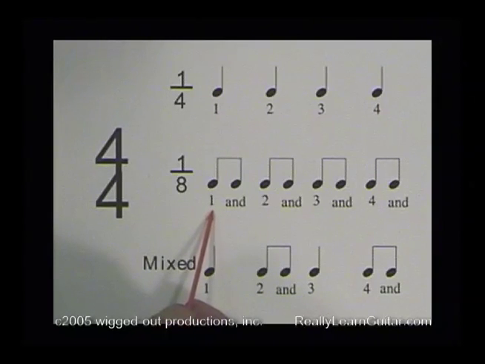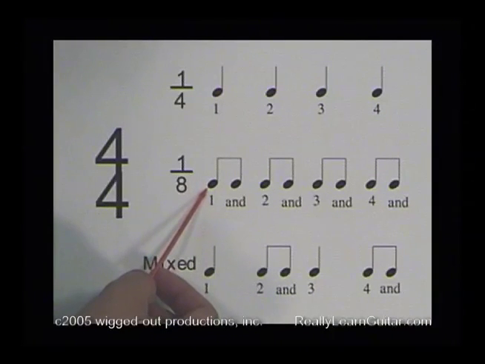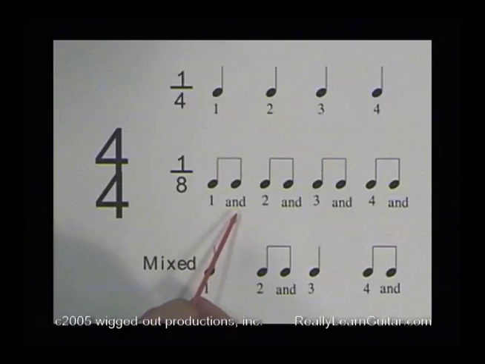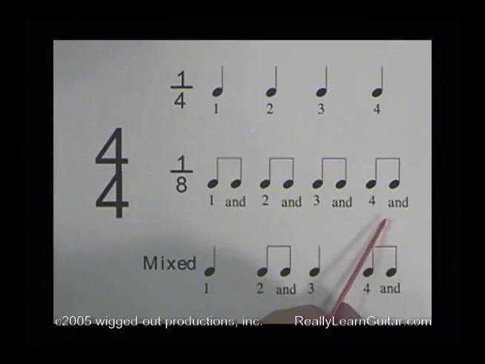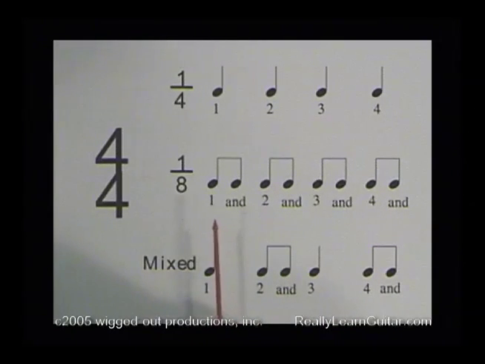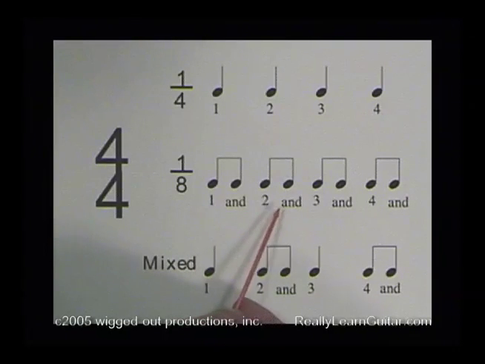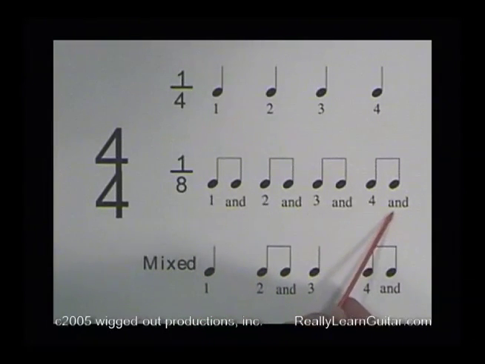So the way that this works is the first of the 2 eighth notes is called 1, and the second of the 2 eighth notes will be called "and." So that would be 1 and, 2 and, 3 and, 4 and, but it would be counted much more smoothly than that, like 1 and 2 and 3 and 4 and.